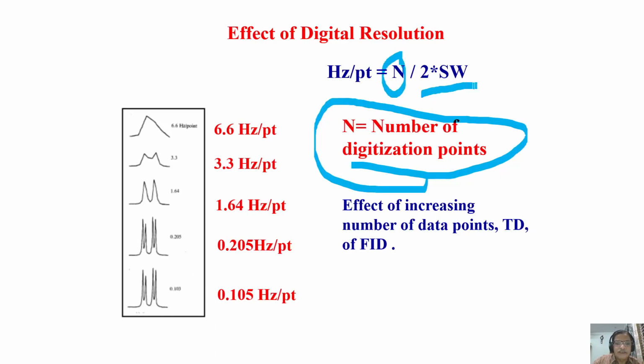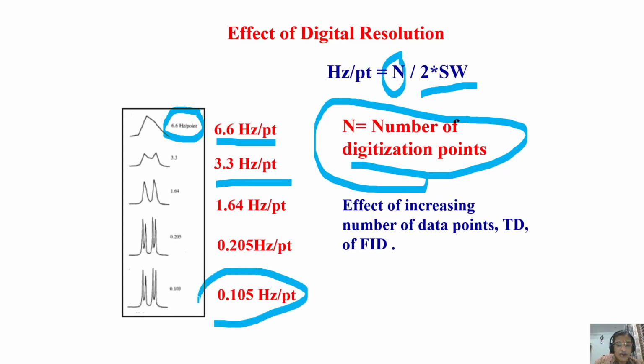And spectral width is some value, it is taken. When the hertz per point, dwell time is 6.6 hertz, look at the spectrum, so broad. The same thing, reduce the hertz per point to 3.3. See, you already started seeing the resolution. Keep on reducing like this.